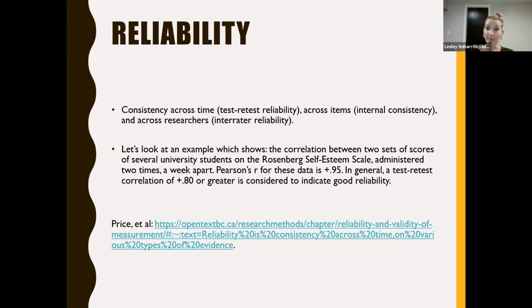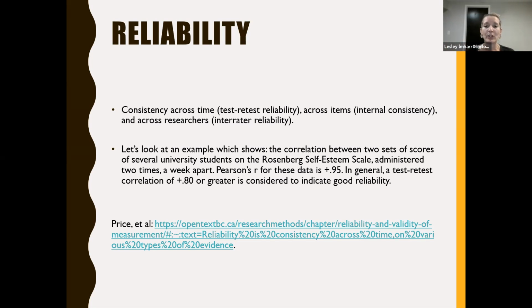And the same thing happens when we're selecting measurement tools. We want to select a measurement tool that has reliability across test-retest, across internal consistency, and interrater reliability, meaning that different people on our team can administer the same measurement and will come out the exact same way. We'll get the same results.